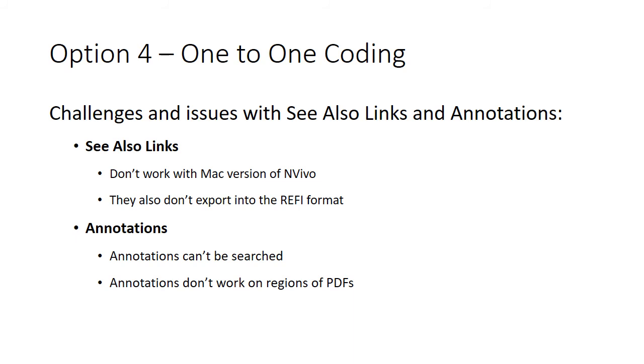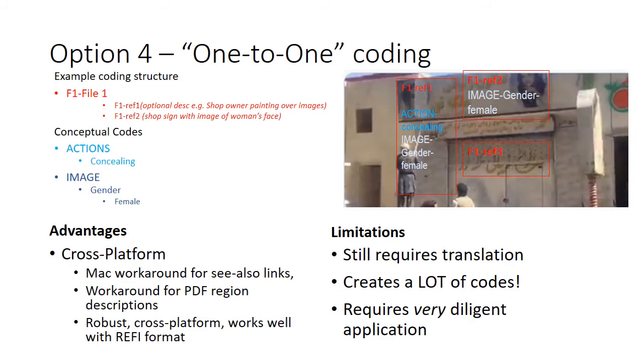Annotations are also not standardized across the REFI format, and within NVivo, annotations can't be searched. There is a search box at the top of the list, but it doesn't work, and you cannot search your annotations. Furthermore, annotations don't work on regions of PDFs. So these are quite real limitations to those approaches.